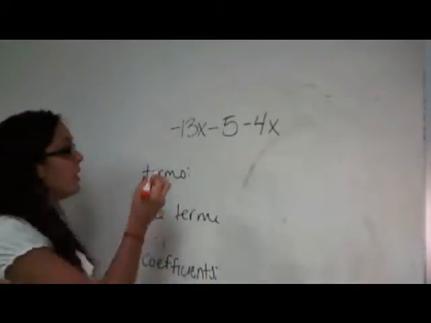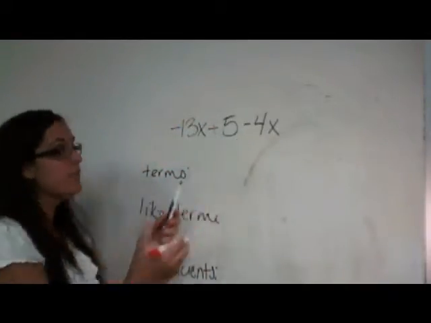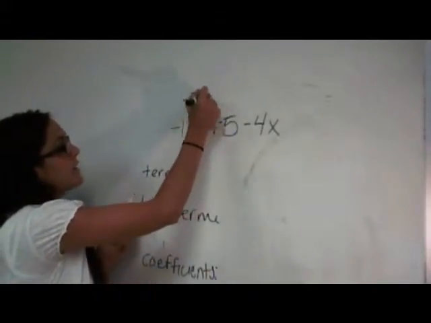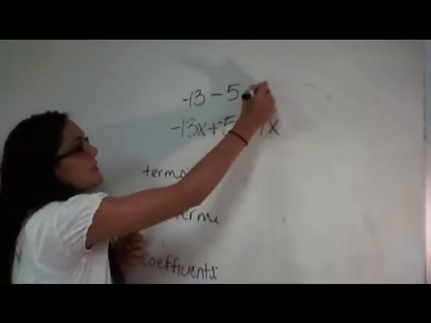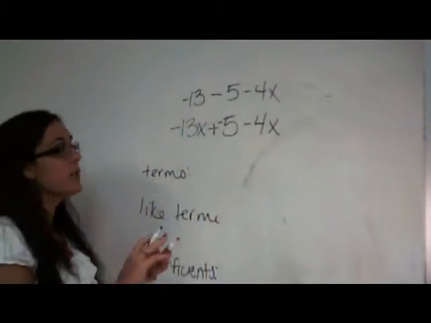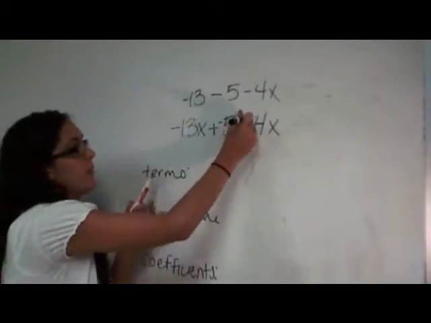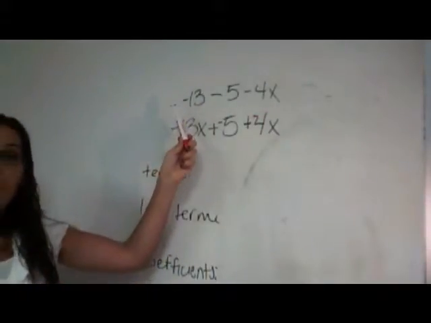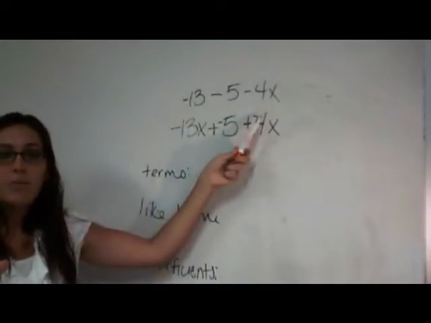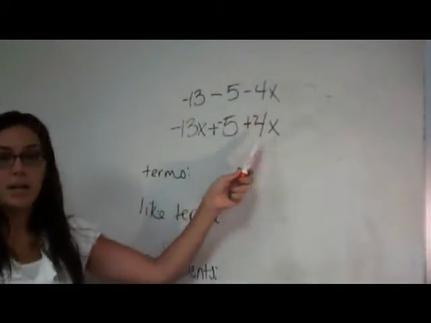You add the opposite. So here we have -13x, and I'm going to add, and then the opposite of a +5 would be a -5. I'm going to just change that so you can see it. -13x -5 -4x was the original problem. I added the opposite. And then we have subtracting 4x, so instead, I'm going to add, and the opposite of a 4x is a negative 4x. Same thing, I just added the opposite. It's going to be -13x plus a -5 plus a -4x.